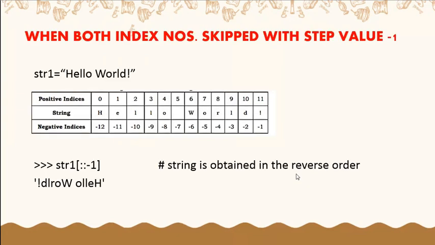Now when both index numbers are skipped but step value minus 1 is given. Similarly, when you are skipping the start index number and end index number, but you are giving the step value. Step value means the difference between two index numbers. By default in positive indices it is 1 and in negative indexes it is minus 1. So you can see here that it will display the string in the reverse order, from minus 1 index number till minus 12 index number.